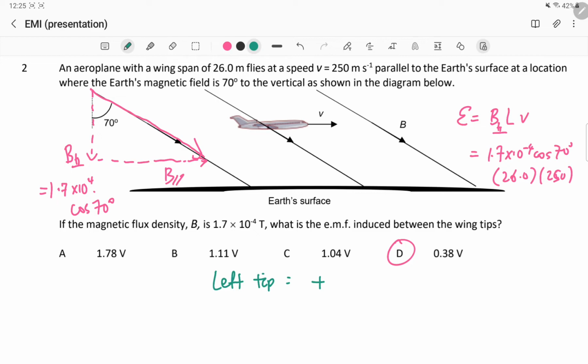Furthermore, I would like you to consider how come the magnetic field is at an angle to the ground. So let's look at the Earth. This is just a recap of the EM topic. This is the North Pole and this is the South Pole. The Earth's magnetic field actually comes out from the South Pole, our geographic south, and enters the North Pole. So it is actually like this.